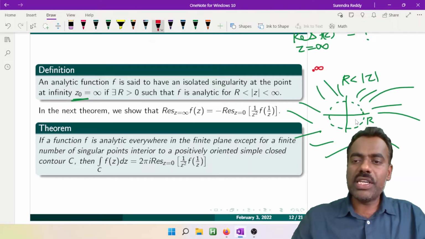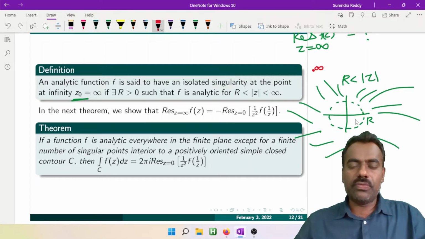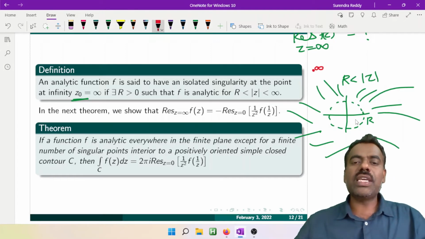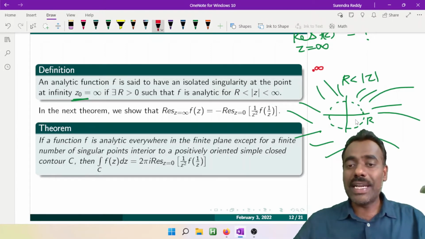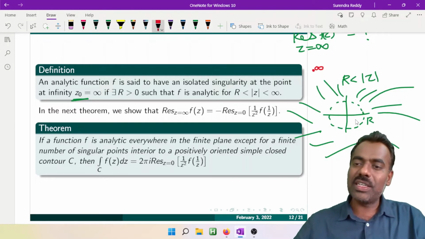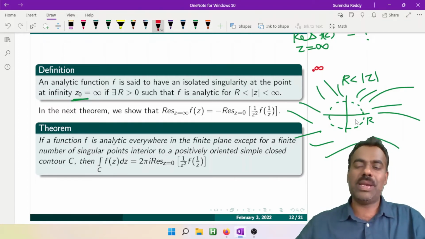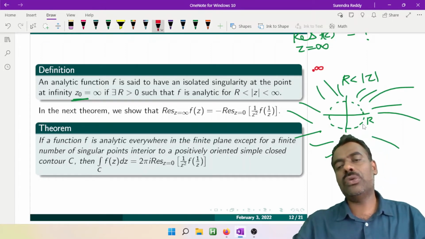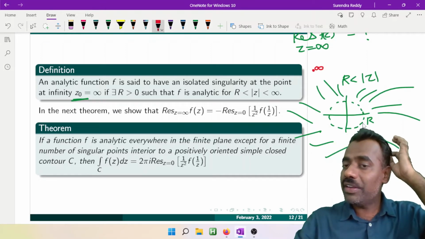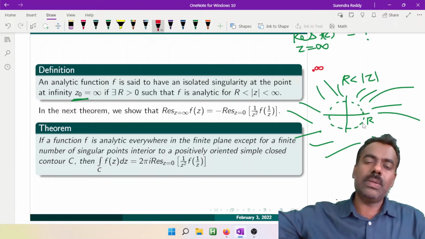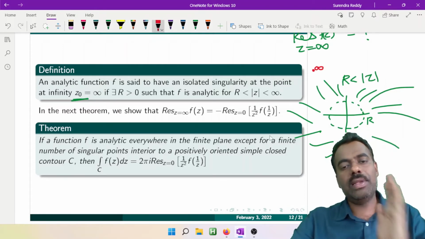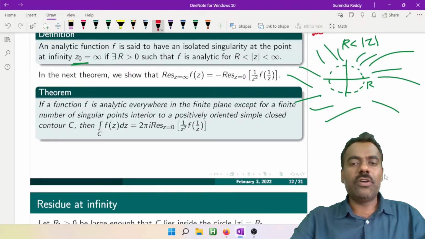Now what we do is we'll try to give the formula for the residue of f at the point at infinity, using the residue at z equal to 0 of a new function, which is 1 by z square into f of 1 by z. If you remember, we have seen some relation between how to deal with limits involving infinity and limits involving only complex numbers, like this here. It is similar to this. So what is the following theorem?